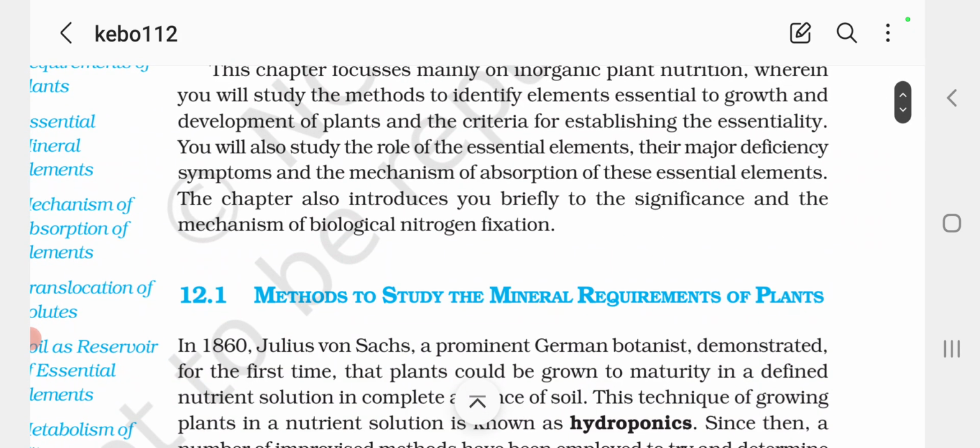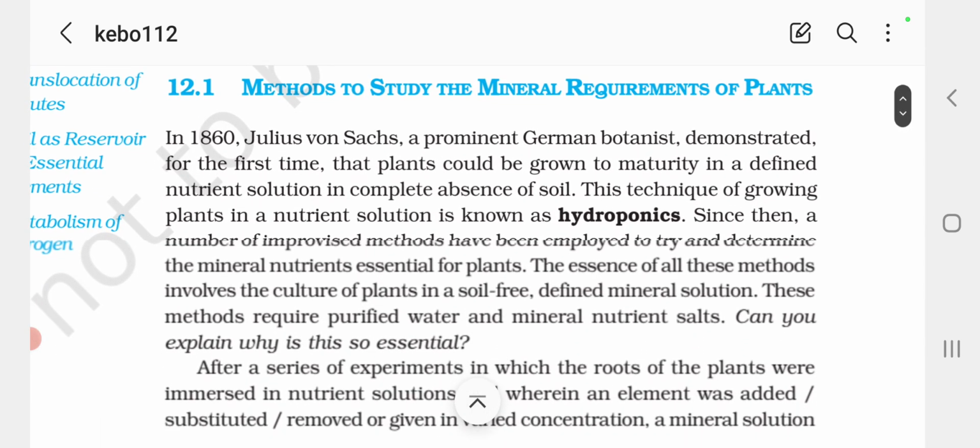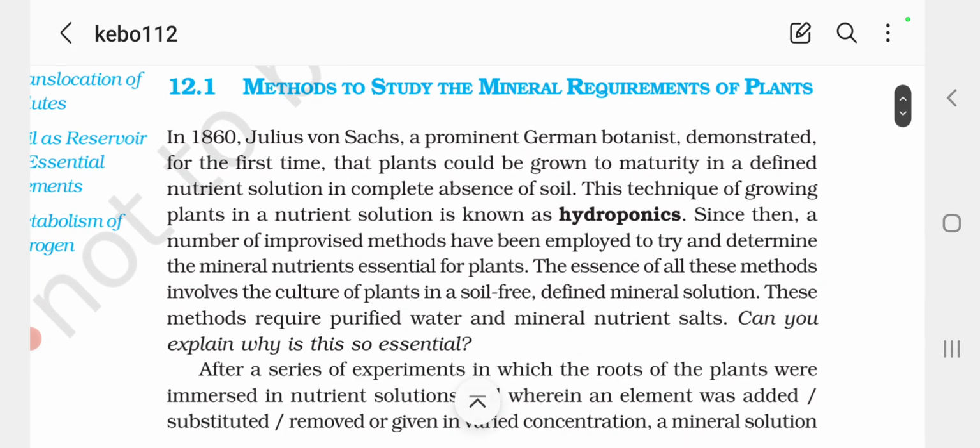You will also study the role of essential elements, the major deficiency symptoms, and the mechanism of absorption of these essential elements. The chapter also introduces you briefly to the significance and mechanism of biological nitrogen fixation. 12.1 Methods to study the mineral requirements of plants.